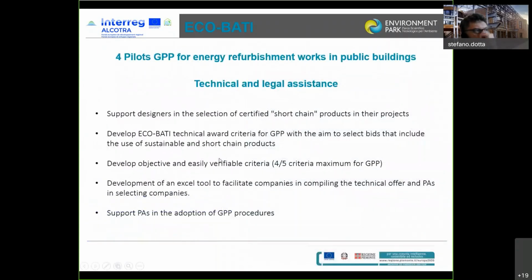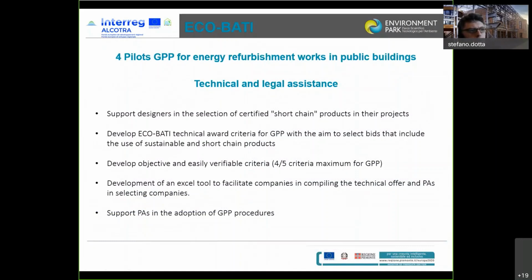And then another action was to support the implementation of 4 pilot green public procurement for energy refurbishment works in public buildings. And as I said before, the support was technical and legal.